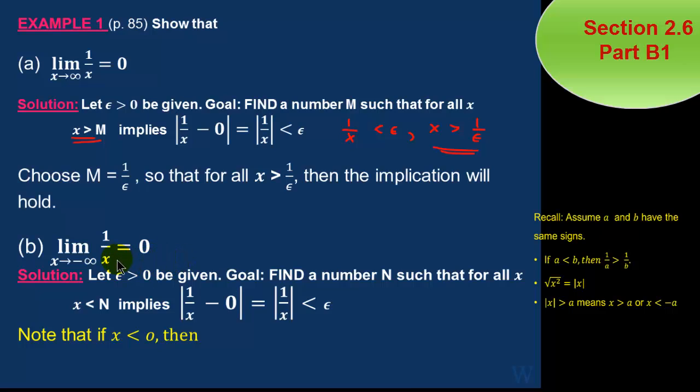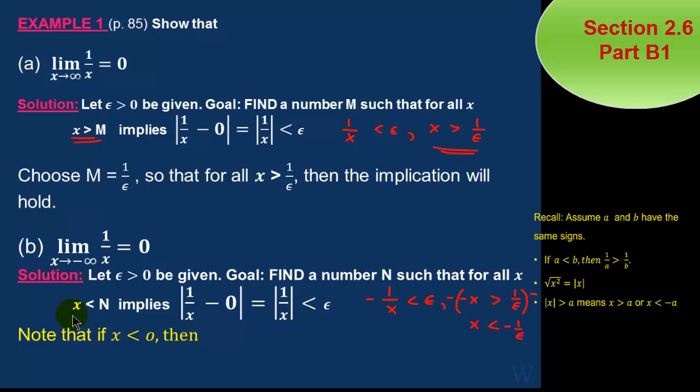In the same way, if we want to show that the limit of 1 over x as x approaches negative infinity is 0, we let epsilon greater than 0 be given. Our goal is to find a number N such that for all x to the left of N, it implies that the absolute value of 1 over x minus 0, which is the absolute value of 1 over x, is less than epsilon. Note that if x is less than 0, then taking the absolute value means that the negative of 1 over x is less than epsilon. Taking the reciprocal of both sides, we have minus x is greater than 1 over epsilon. Then multiplying both sides by negative, we have x is less than negative 1 over epsilon.